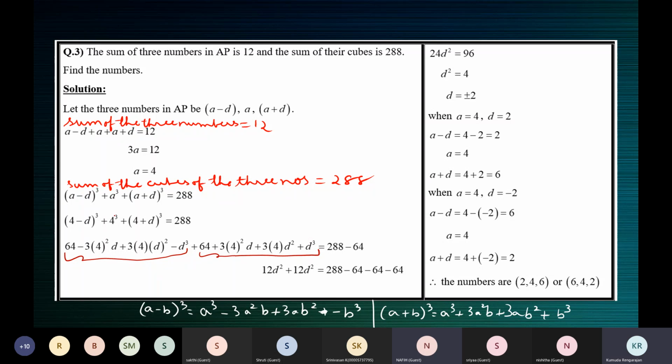This 4 cube is 64. I've transposed. You can see it here. This bracket is A minus D the whole cube, that is 4 minus D the whole cube. And this one is 4 plus D the whole cube.